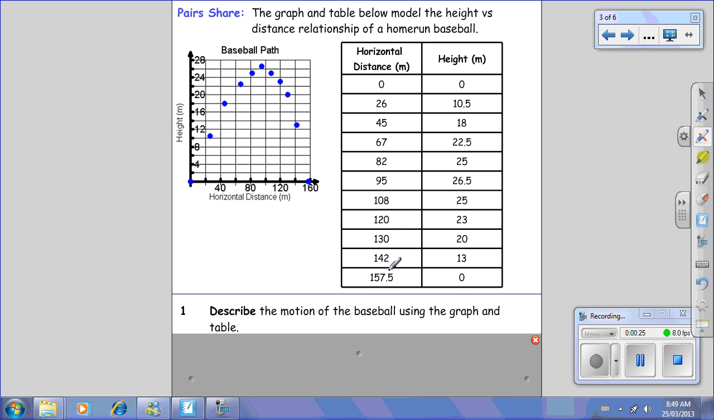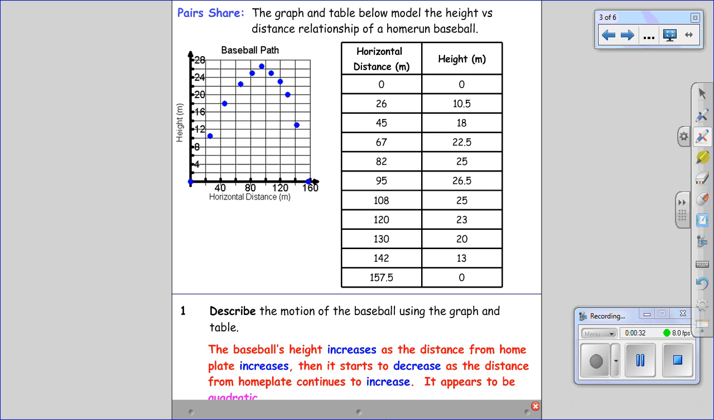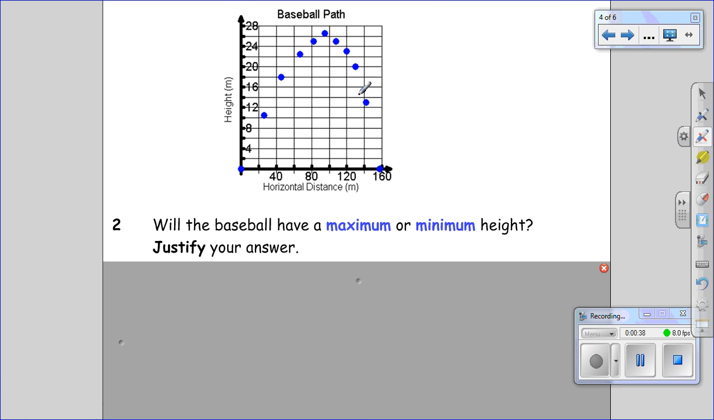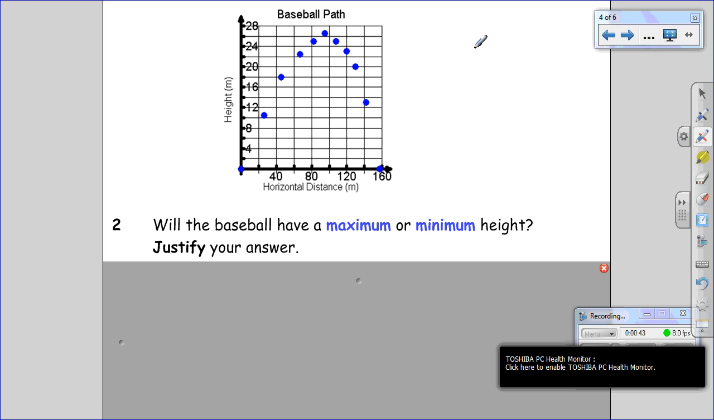You can look at the data in the table. It's increasing horizontally. Vertically, the height's increasing, then it decreases. So it appears to be a somewhat quadratic motion. Is it perfect? No. Will it have a maximum or a minimum? It's really going to have both.